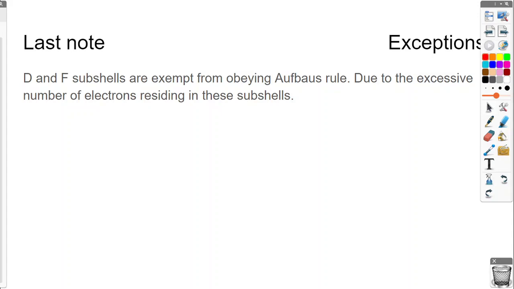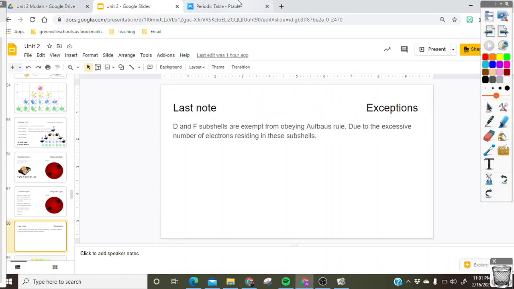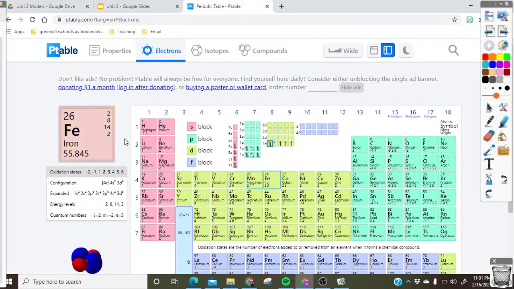So last thing. D and F subshells are exempt from a lot of things. You might have noticed, or I mentioned earlier, that the D and F subshells didn't follow the valence electrons very well. Like here we've got manganese with 2, and niobium with 1 valence electron, and it's just kind of random how these guys act. Turns out there's a reason for this.